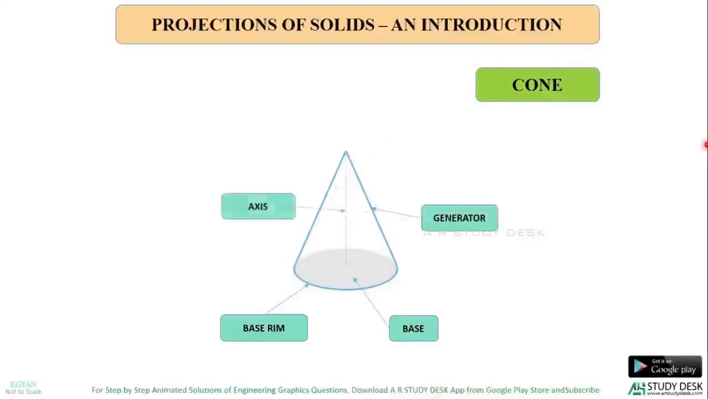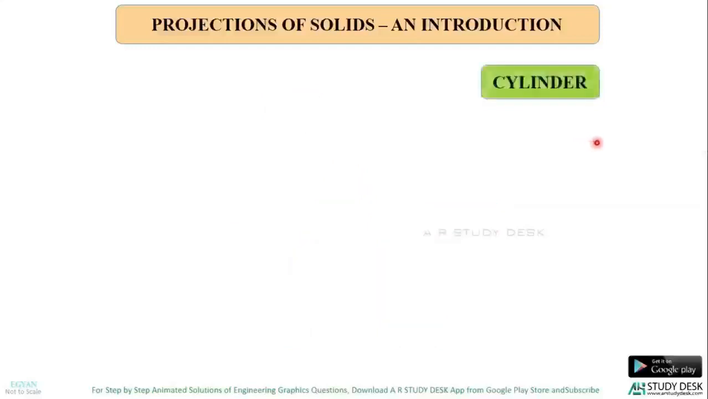Now this is called the axis of the cone, and this is the apex or the vertex of the cone. Next type of solid is a cylinder. This is a cylinder. How do we generate a cylinder?